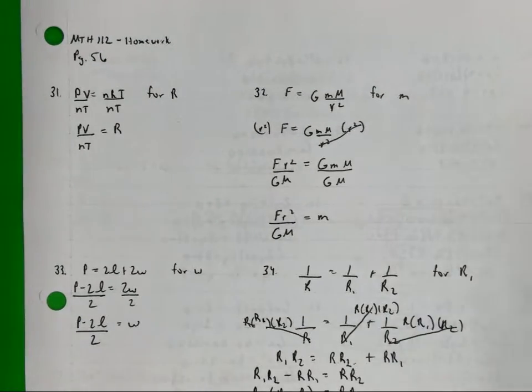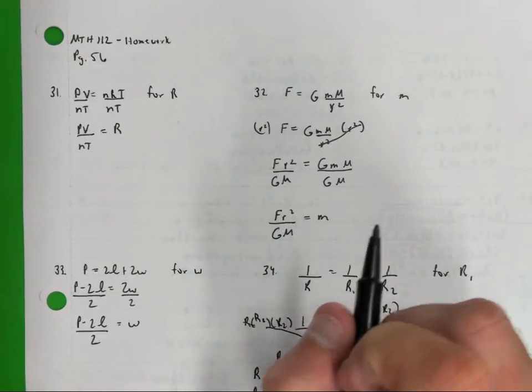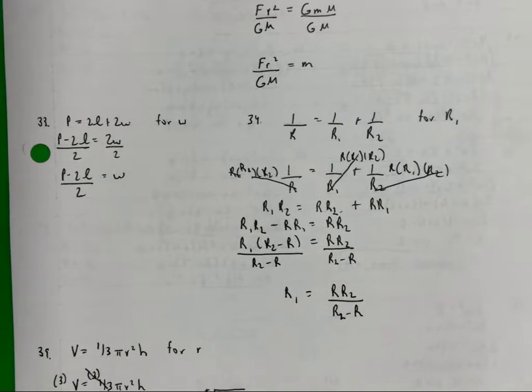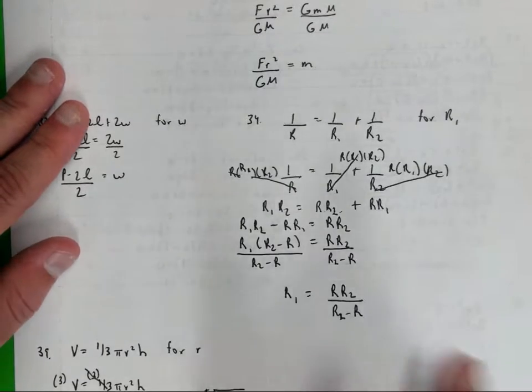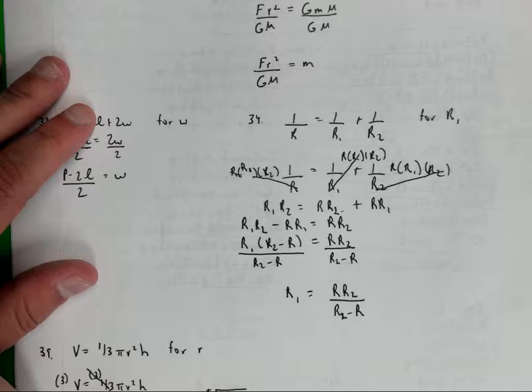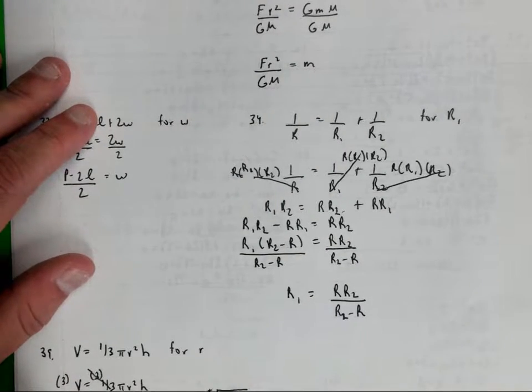Now on 32, first thing guys, whenever you see a fraction, get rid of the fraction. So our first thing I did was multiply both sides by R2. Okay? Get rid of those fractions. 33 was pretty straightforward. 34 was the monster. And let's talk about 34 for a minute. Okay, number 34. Our fractions. First thing you're going to do is get rid of those fractions.